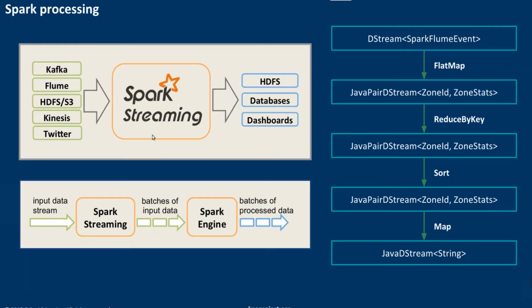real-time dashboards. In our case, we will have very simple processing, and the input data will be a distributed stream of Spark Flume events. The distributed stream is a Spark-specific data structure that represents a stream of events distributed among the cluster. We will use the flat map function in order to map a Spark Flume event, decode it, and map it to zone ID and zone statistics. Then we will use the reduce by key function in order to aggregate zone statistics, and then we will use the sort function in order to sort results by zone ID. We will use a simple map function in order to convert results to strings and output them to the console.